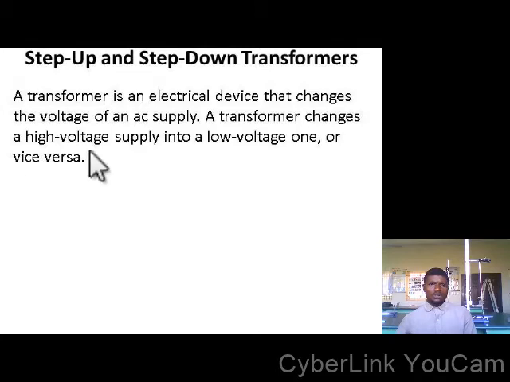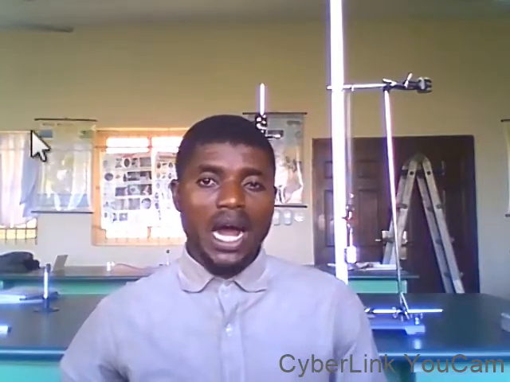So we want to look at the step up transformer. Step up and step down transformer. A transformer is an electrical device that changes the voltage of an AC supply. A transformer changes a high voltage supply into a low voltage supply and also vice versa. What we are saying here is a transformer is capable of stepping up voltage and also stepping it down for the suitable use of our appliances in our household.